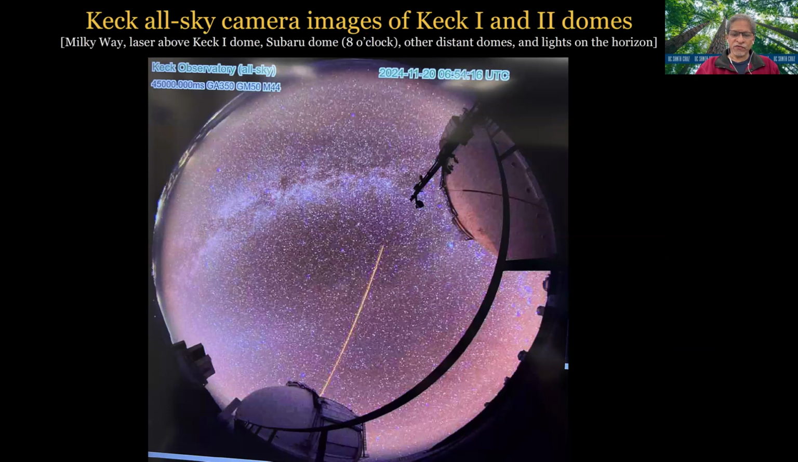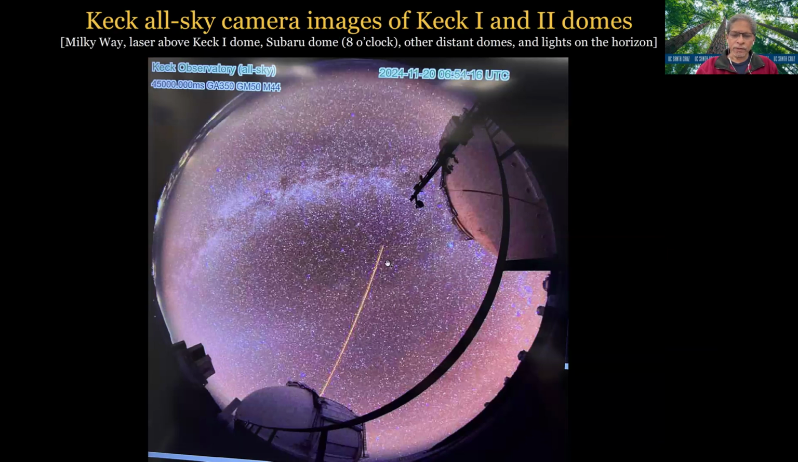And then here's a different view. This is using a different all-sky camera, between the two Keck telescopes. You can see this railing connecting the two telescopes. The railing isn't curved. It just looks that way because it's a fisheye lens.